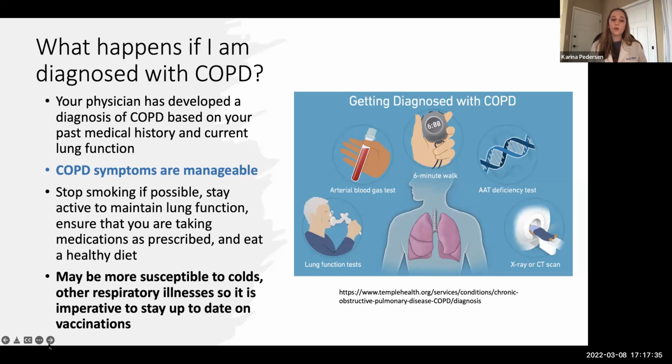Unfortunately, with COPD, you'll also be more susceptible to colds and other respiratory illnesses. So it is imperative to stay up to date on vaccinations. Like I said, oftentimes pneumonia is a big cause of hospitalizations in people with COPD. So if you just stay on top of your vaccinations, it will reduce the likelihood that you contract pneumonia, and therefore reduce exacerbations. So yeah, I hope that all makes sense so far.